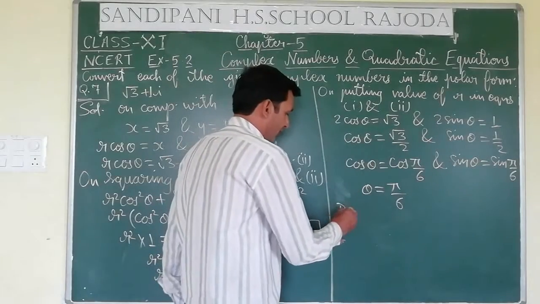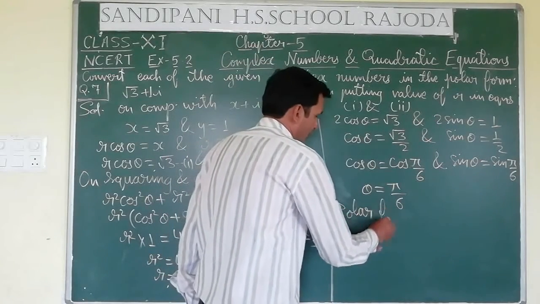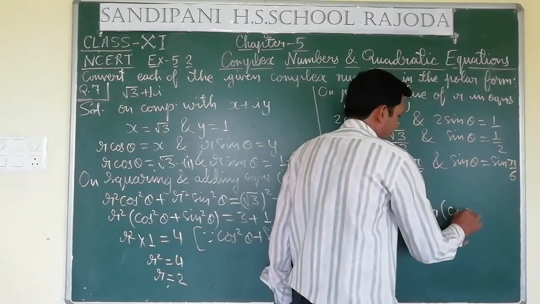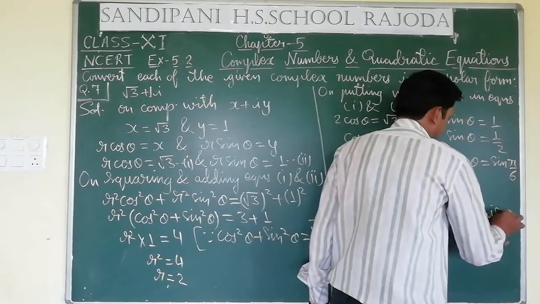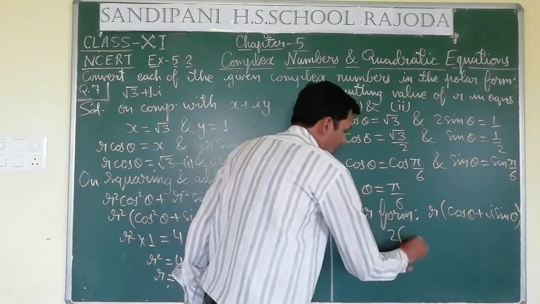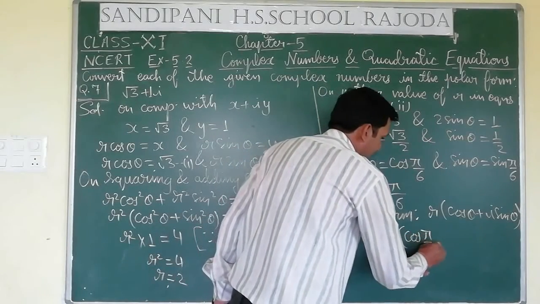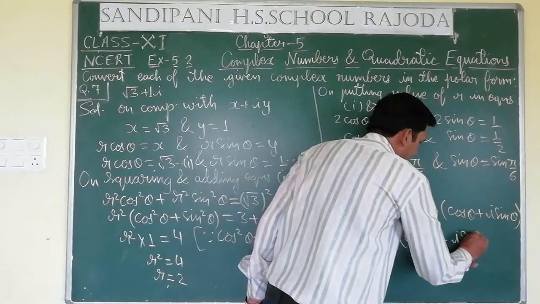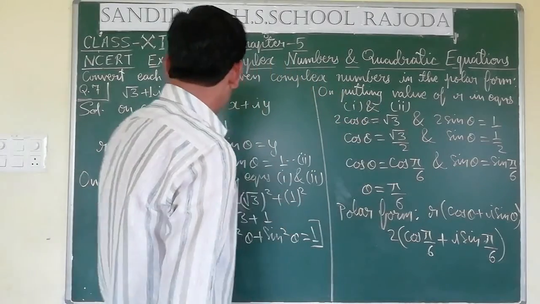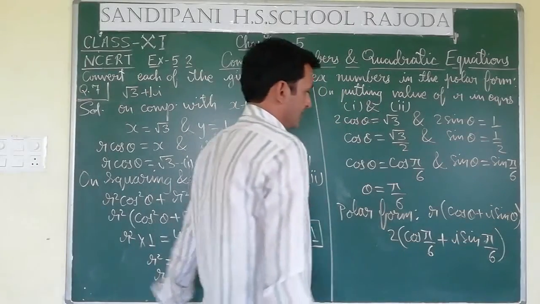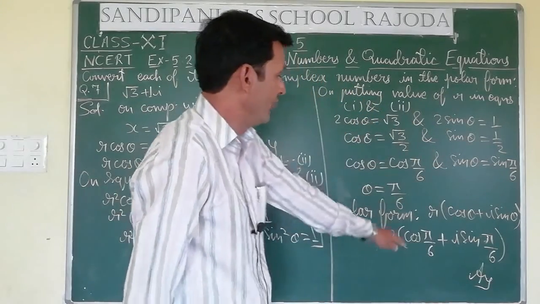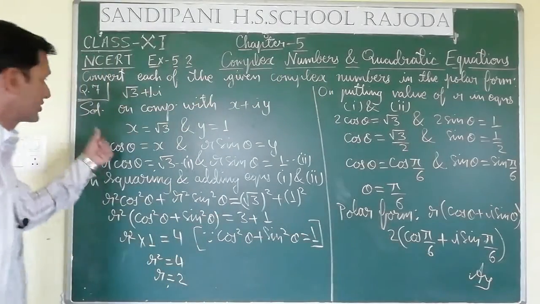Now polar form we have to write. Polar form is r into cos theta plus i sin theta. Now value of r is 2. So we may write 2 into cos pi by 6 plus i sin pi by 6. This is the polar form of the Cartesian complex number. Complex number is represented in the form of polar form, we can say. So this question number 7 is now over.